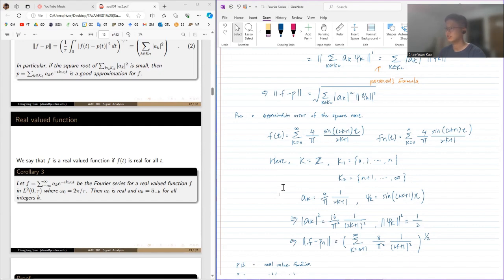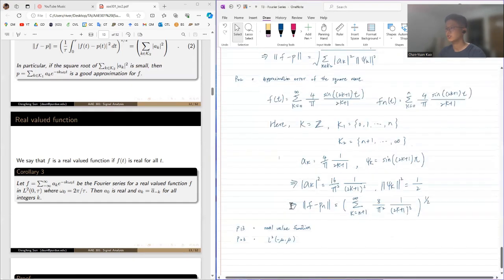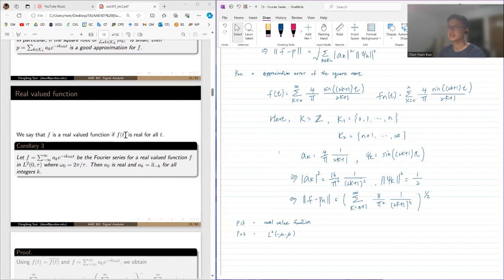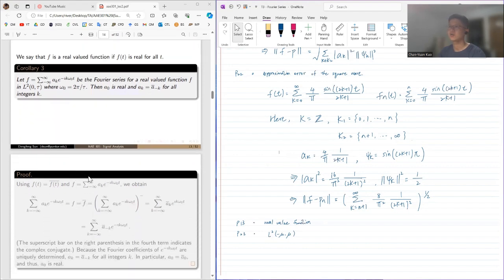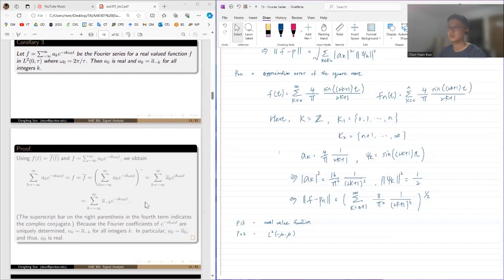And before I end this lecture today, I'd like to talk about something else. Here, I'd like to mention that when the function f is a real valued function, its Fourier coefficients are going to satisfy certain properties. And these properties are, first, the Fourier coefficient A0 is going to be real, and also the Fourier coefficient AK is going to be equal to the complex conjugate of the Fourier coefficient A negative K for all integer Ks. And if you are interested in how these properties are obtained, you can look at the proof on page 14.